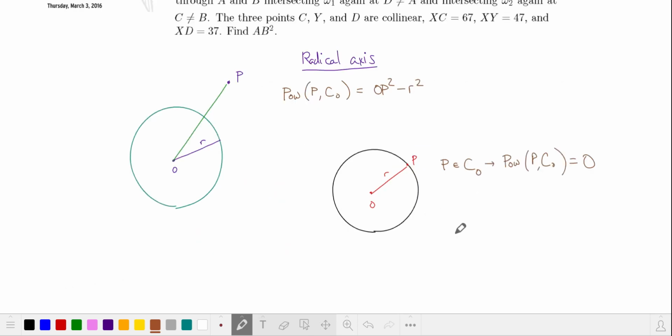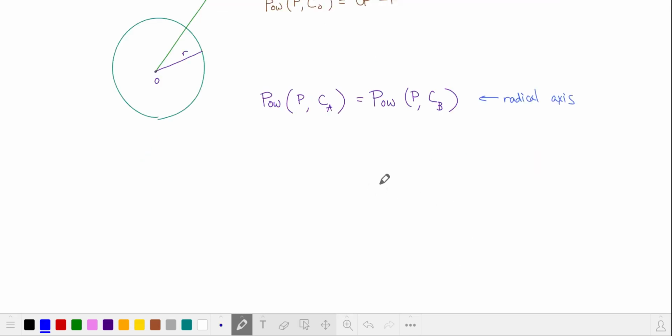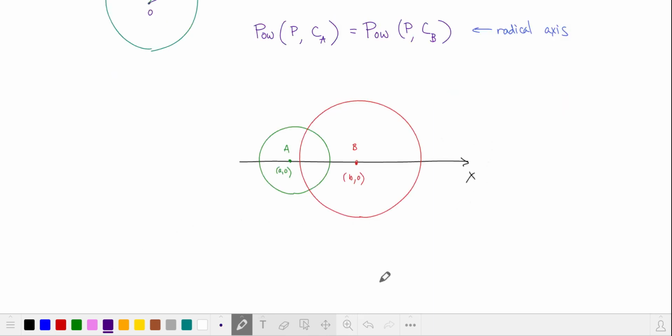the radius. In particular, if P is on the circle, then the power of the point P is equal to 0. If P is inside the circle, then the power of the point is negative. In particular, let's describe the set of points P such that the power of that point P with respect to one circle is equal to the power of that point with respect to a different circle. We call this locus of points the radical axis.